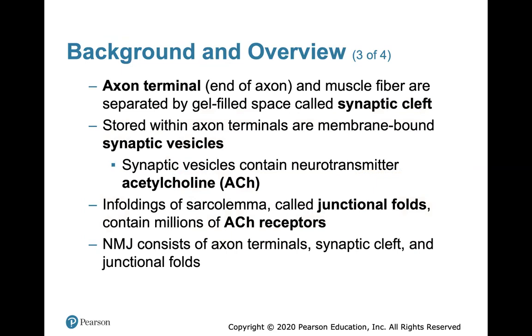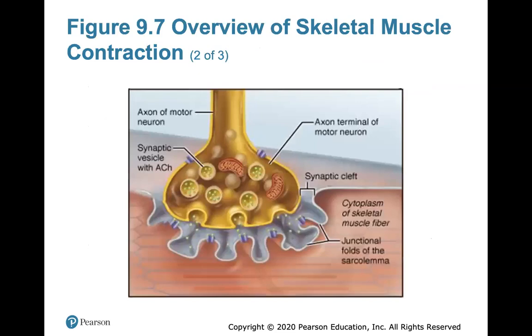And the neuromuscular junction, NMJ, consists of these axon terminals, the synaptic cleft, and those junctional folds. And this is a great picture here showing the axon terminal of the motor neuron, the synaptic vesicles containing the acetylcholine, which will eventually be exocytosed out of the axon terminal.